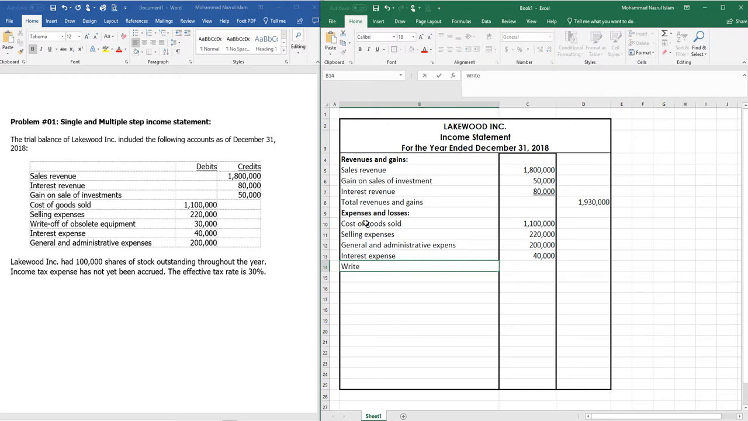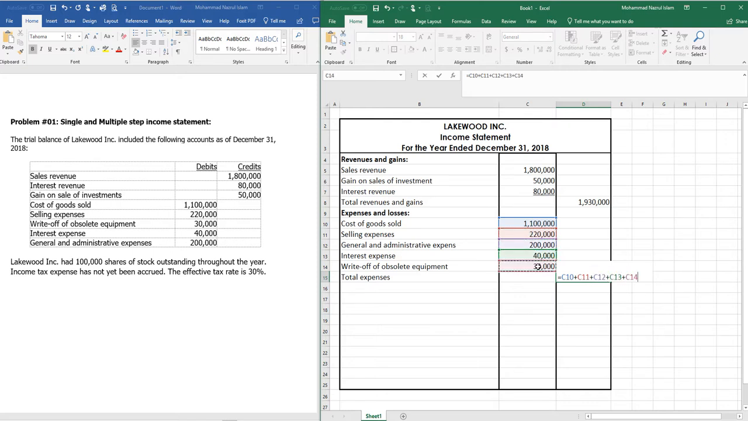Then we have write-off of obsolete equipment, that is 30,000. So these are the total expenses we have. Total expenses will be equal to this one plus this plus the rest. Let's see the underline. So this is the total expenses we have.